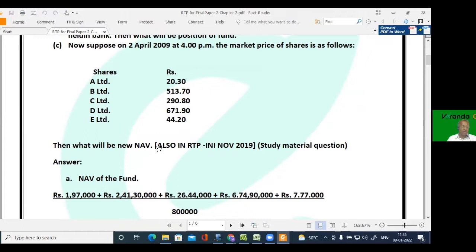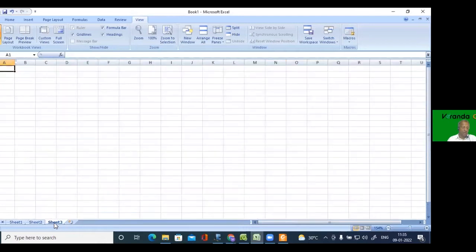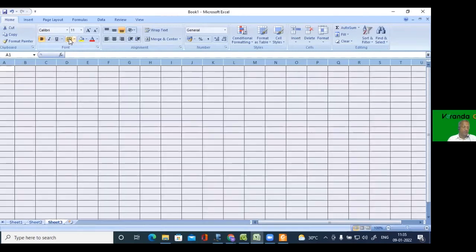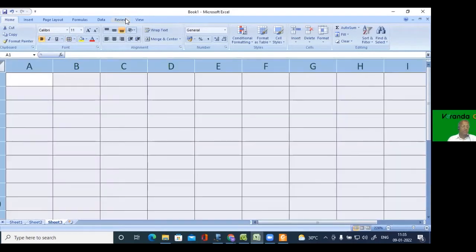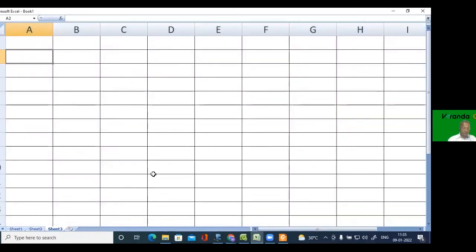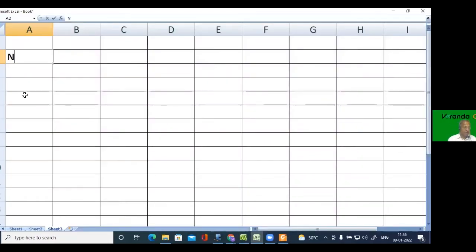So, this question is a study material question, and it is there in our RTP also. Now we are expected to answer how this query can be handled. Now, since computation is involved, I would like to use Excel. A lot of multiplication and totaling is to be conducted, so I felt that it is better that we do it through Excel. So this is the answer, NAV for 1st April.